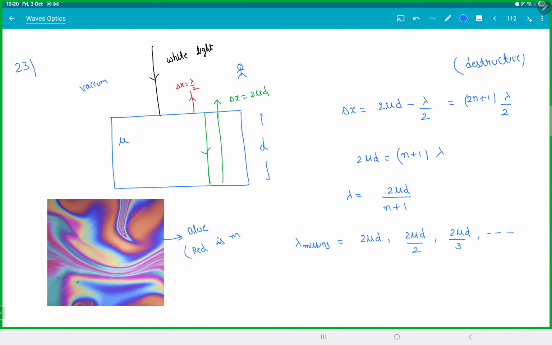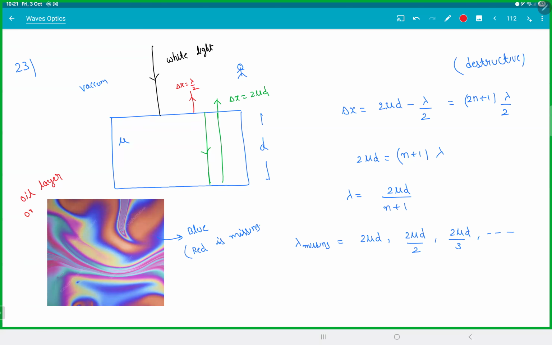So here, instead of lambda, we will get d ka value. For different values of d, different lambdas are missing. This is an oil layer on a water surface. So that means based on these colors, you can actually figure out the thickness of the oil layer, and you can actually measure how much oil got spilled. It's a technique you can use in order to find how much oil is there on a water surface.